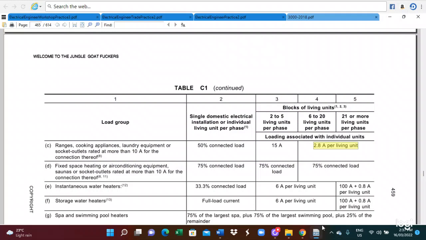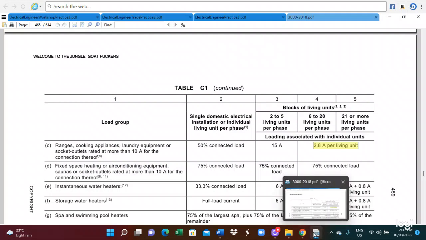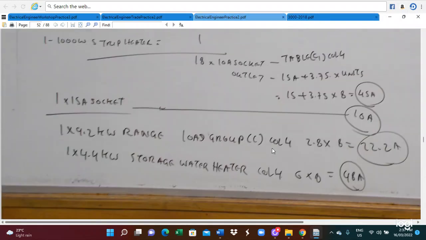So this is for the electric range. Electric range is load group C. So we substitute, for the electric range, load group C column, 2.8 multiplied by 8, and you get 22.2 ampere.